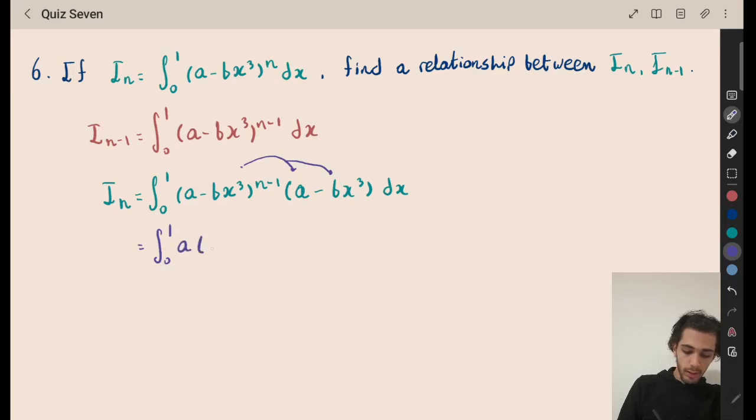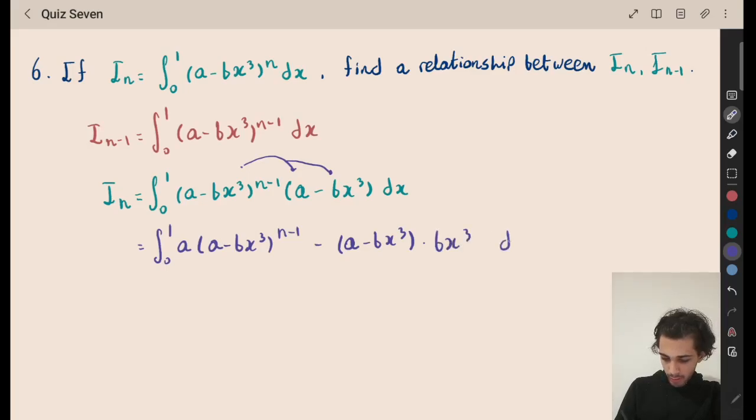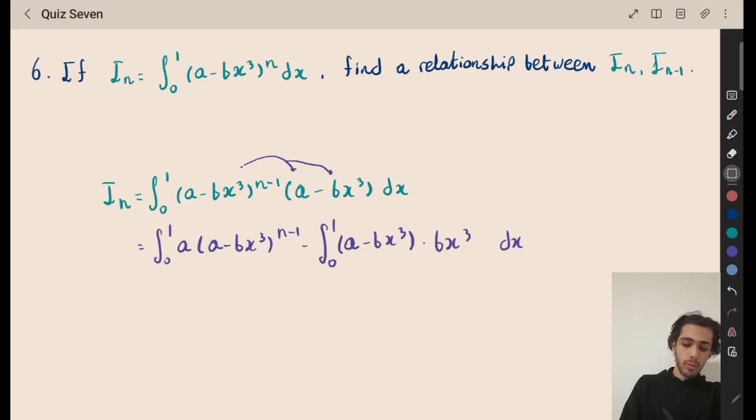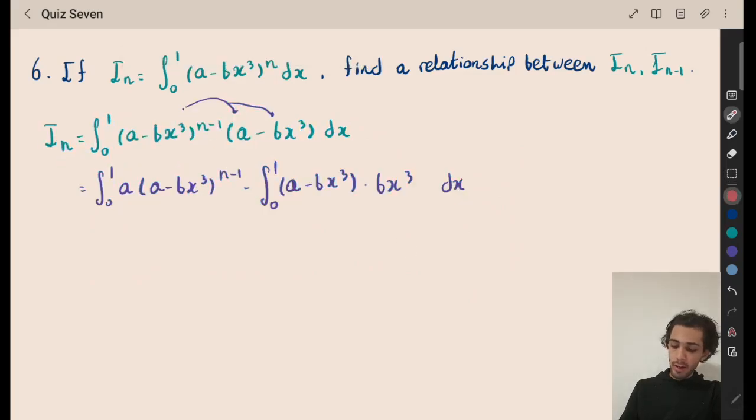I'll get a times (a minus bx cubed) to the n minus 1, minus (a minus bx cubed) to the n minus 1 times bx cubed, dx. But this is nice because I can write it as two different integrals. We already know that the integral is linear, so that is fine. And that looks a bit promising because this is our expression for I_{n-1}. So I can actually remove this part and write I_{n-1}.